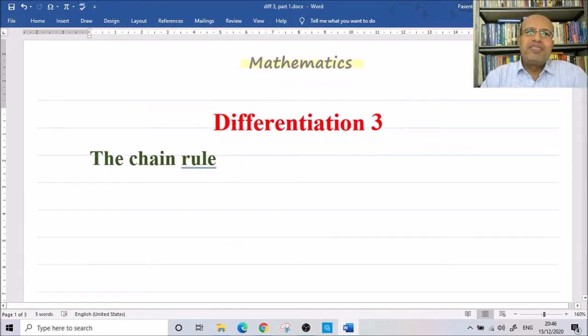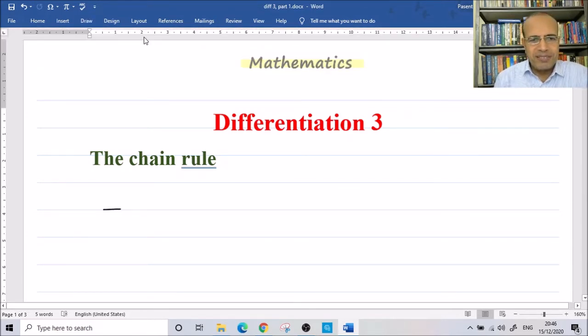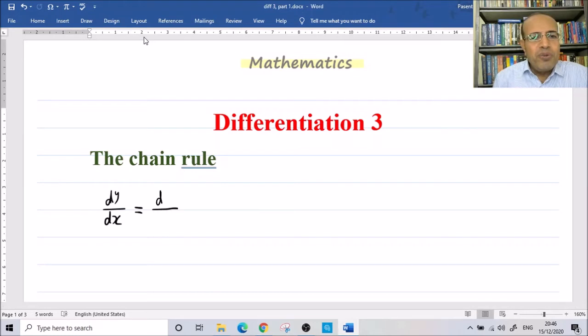السلام عليكم. Chain rule, قاعدة السلسلة. Why is it named chain rule? Let us see. If we have dy by dx, we can write this as dy by du, another function. For that reason, it is called function of function, دالة الدالة, or composite function.